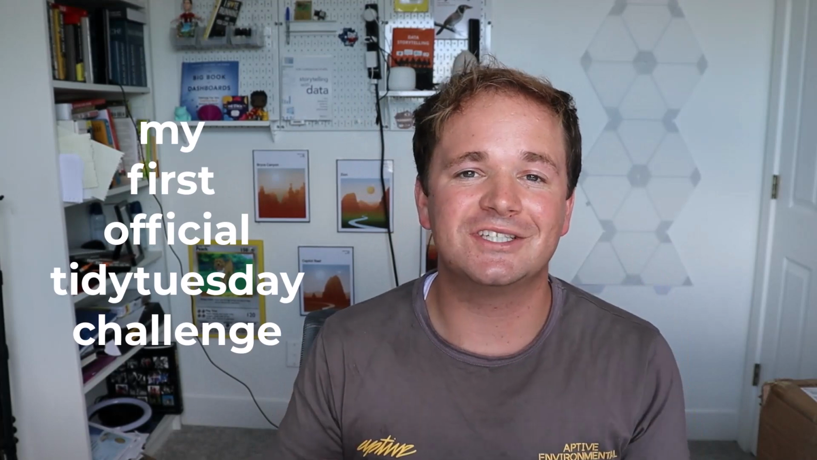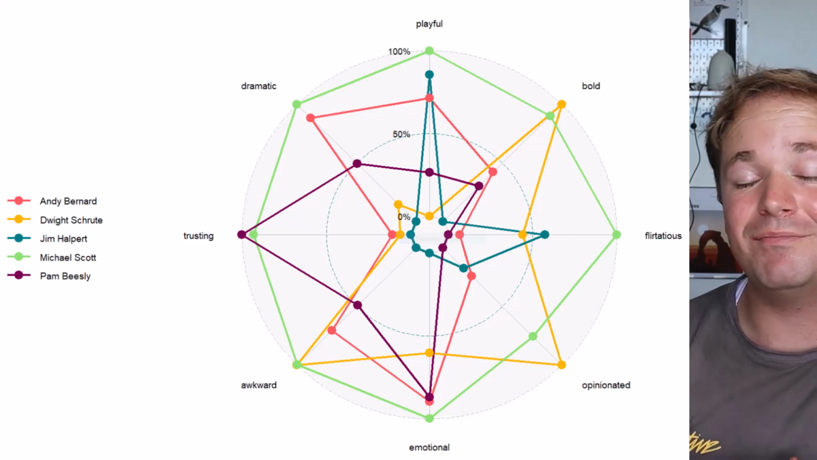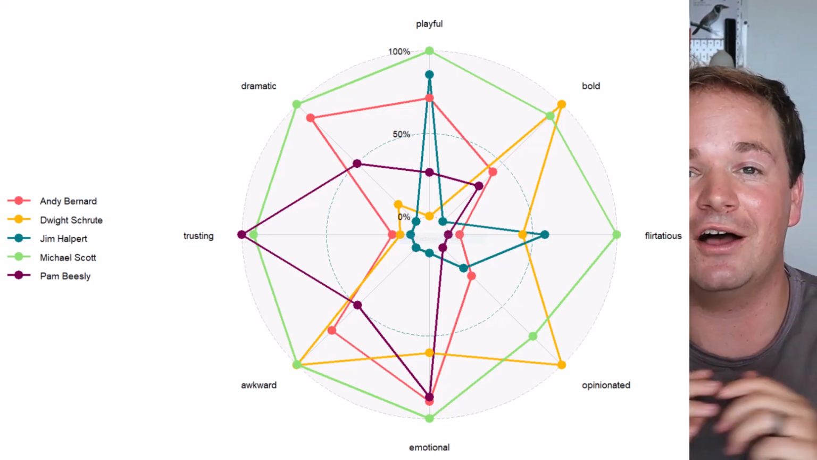And so in this video, I'm gonna walk you through my first Tidy Tuesday challenge. I created this graph right here, which basically shows you different personality traits of main characters from the television show The Office. This data set was really fun to work with and I can't wait to show you. And I'm gonna show you how to do everything that I did to create that graph and enter this challenge.